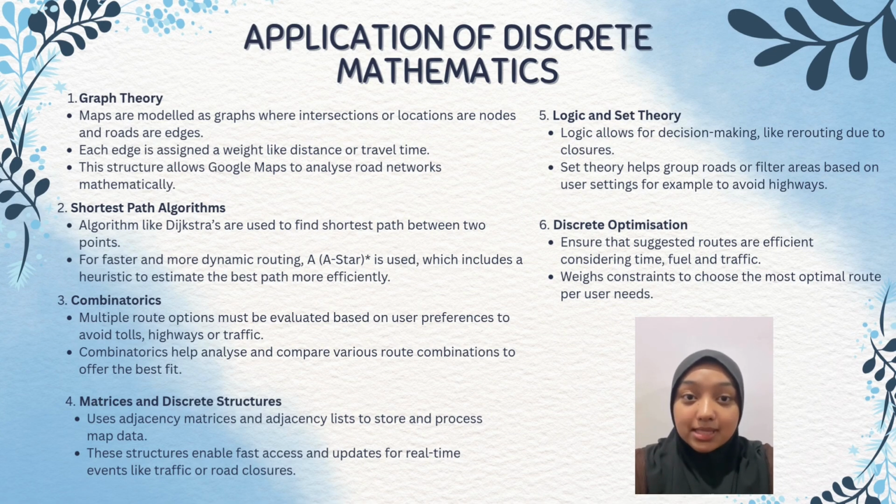Discrete optimization. Lastly, discrete optimization ensures that suggested routes are not just short, but also efficient in terms of time, fuel, and traffic. By balancing all constraints, the system can generate the most optimal route for each user. So overall, discrete mathematics provides the foundation for how navigation systems think, analyze, and adapt in real time.